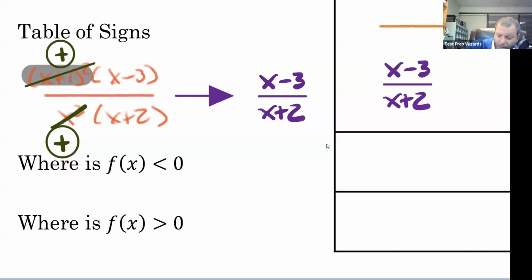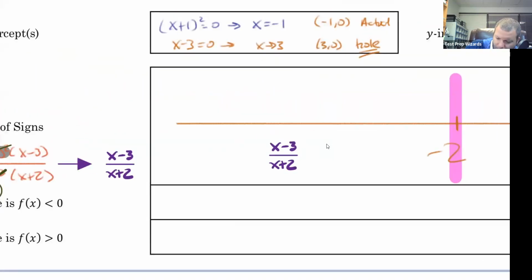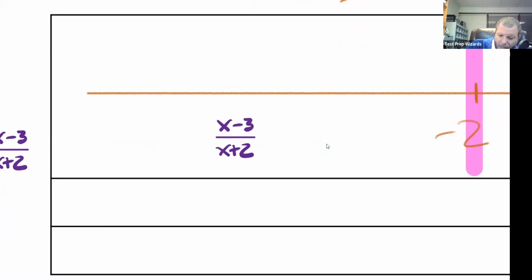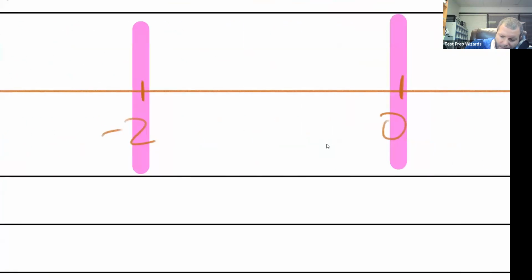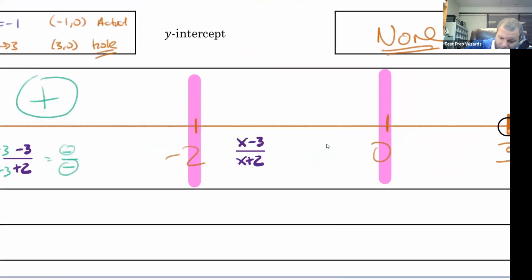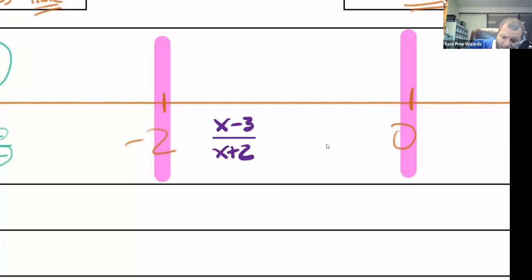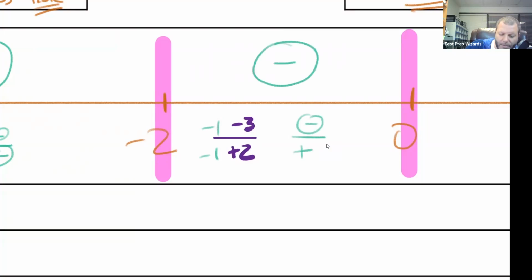If we look at some number less than negative 2, say negative 3, that's going to give us a negative number on top and a negative number on the bottom. Negative over negative is going to be a positive value. If I plug in anything between negative 2 and 0, like negative 1, I'm going to get a negative number on top and a positive number on the bottom, so that's going to be a negative number.